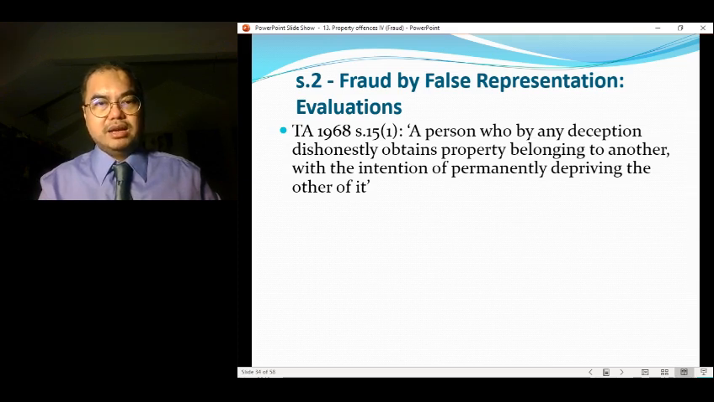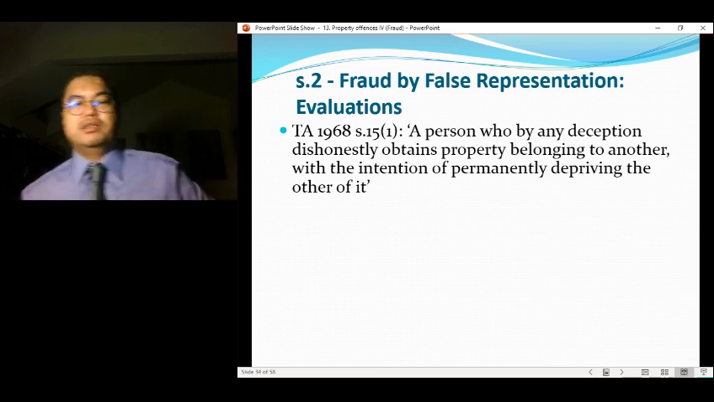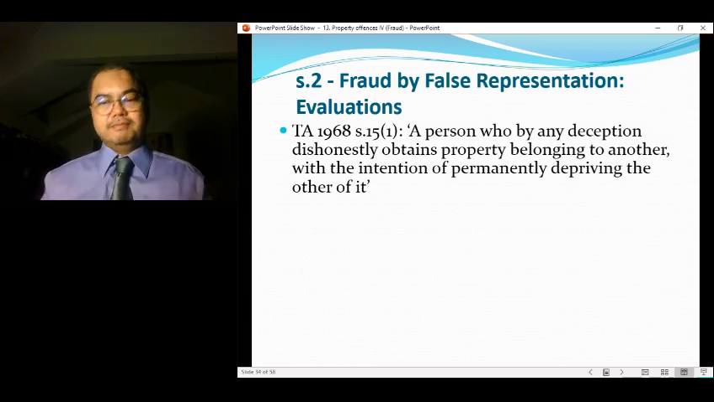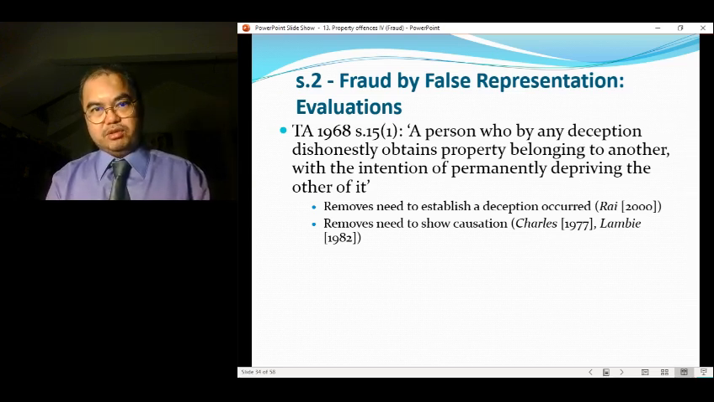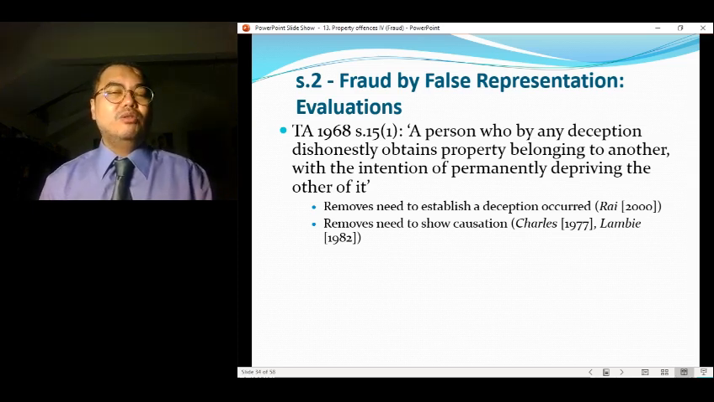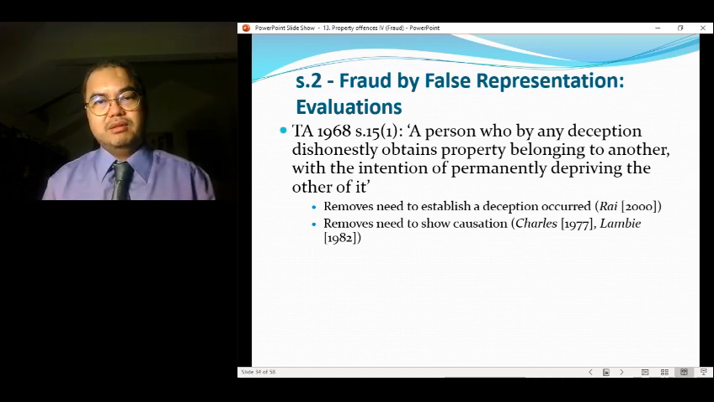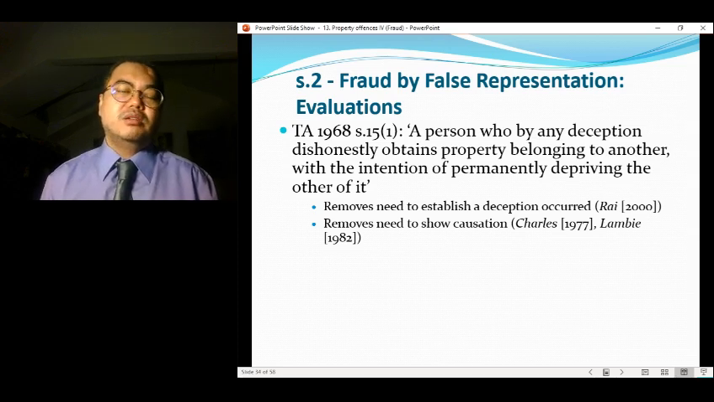Now you compare that with section 15(1), or the old section 15(1), obtaining property by deception. What are the key differences? The key difference is that under the old law, you have to show that deception actually occurred. You have to show that somebody was deceived, because the property was obtained by deception. Also, there is a need to show causation. It is a result crime, so you have to show that property was obtained.